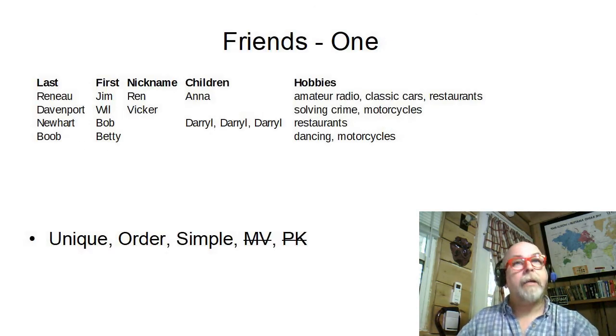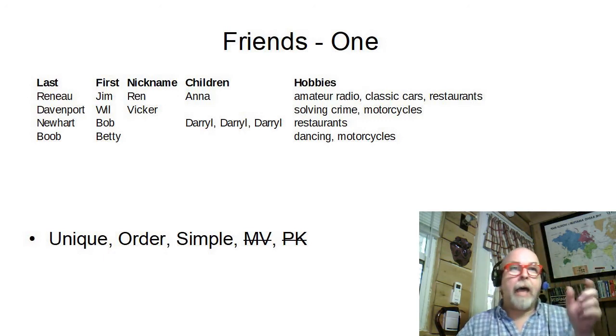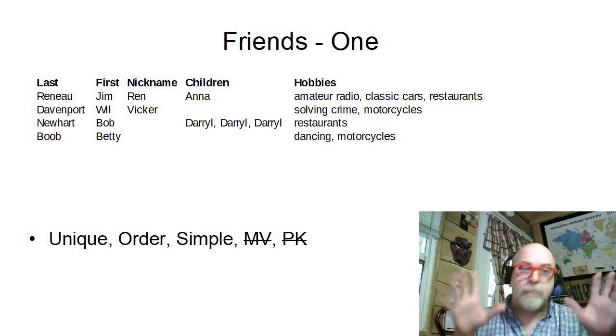Fourth example, I've got a spreadsheet of all of my friends. I've got a column that's their last name. I've got a column that's their first name. I've got a column called nickname that I can put a nickname for some people. I've got a column called children where I put the people's children if they have any, and I leave it blank if they don't. And then I've got a column called hobbies that I type in the hobbies that my friends have, because I've got thousands of friends.